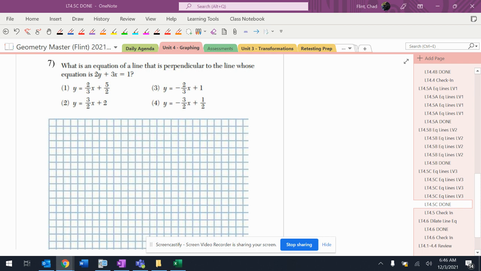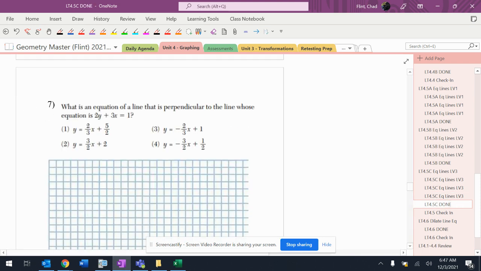So it says, what is an equation of a line that's perpendicular to a line whose equation is 2y plus 3x equals 1? If I go with my usual process here, I'm like, all right, well, I'm looking for my slope. I'm looking for my point.